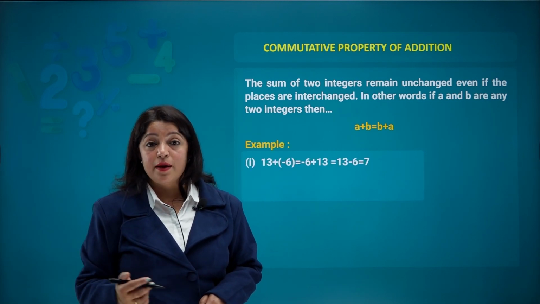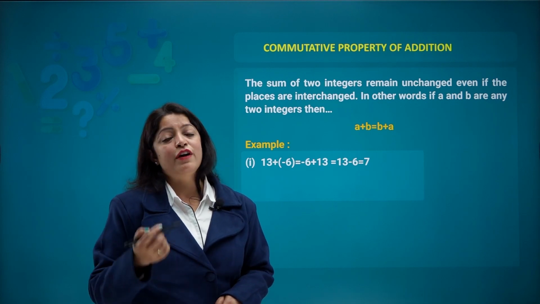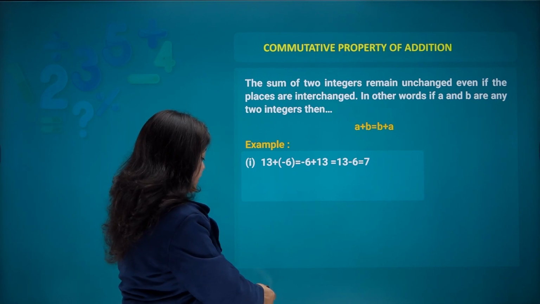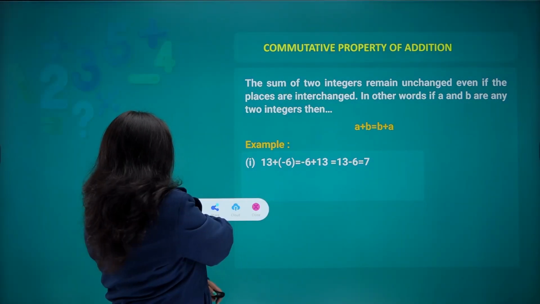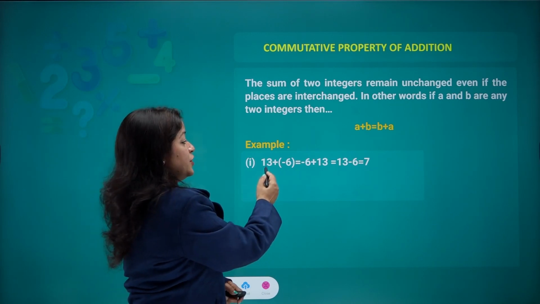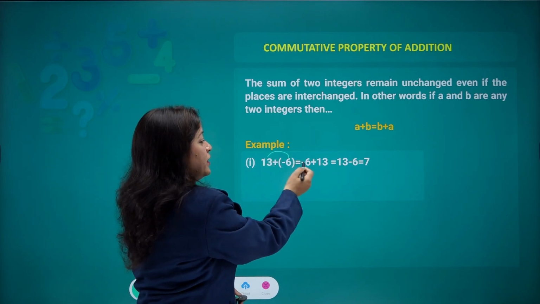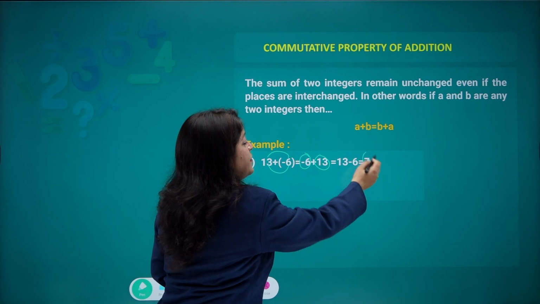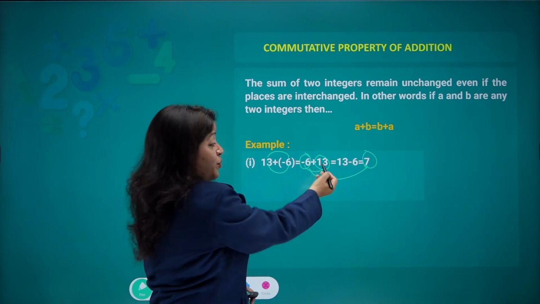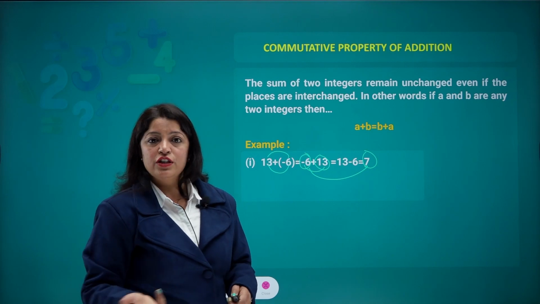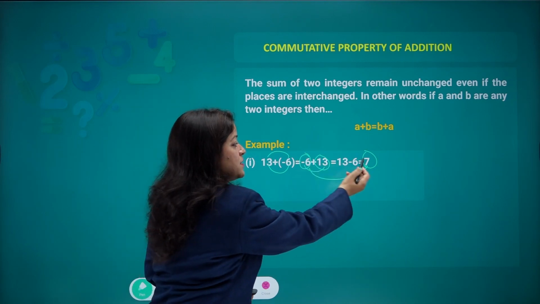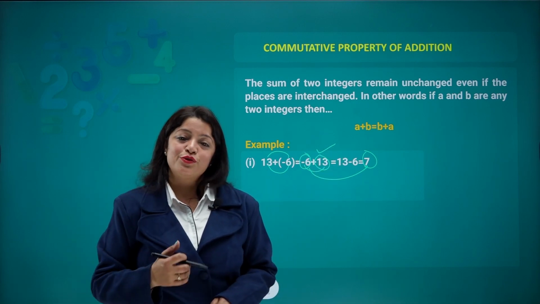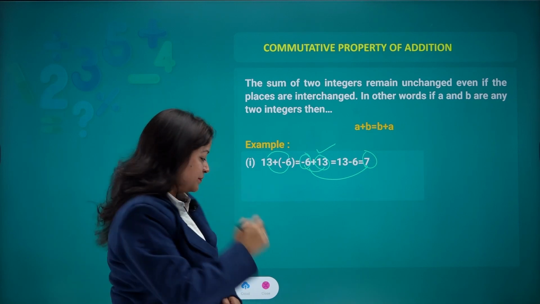For example, if I take the number 13 and minus 6, if I am adding 13 to minus 6, or if I add minus 6 to 13, will I get the same result both ways? Here I am getting 13 plus minus 6, or I am changing the order and writing minus 6 plus 13. The result will be the same. 13 minus 6 is 7, and even minus 6 plus 13. They are opposite in signs, so they will fight with each other and get subtracted. So 13 minus 6 is 7, and since 13 is the bigger number, the final answer will also be positive. So the result in both cases will be positive 7.